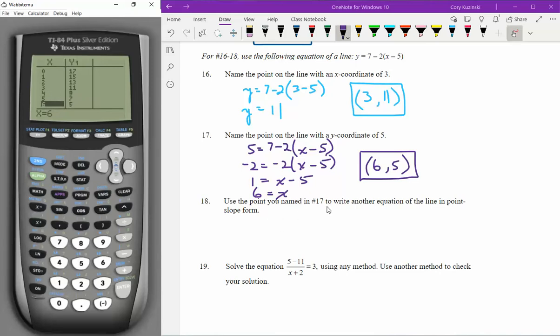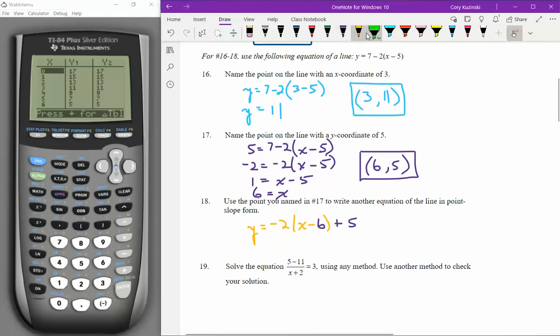Use the point you named in number 17 to write another equation of a line in point slope form. So we're going to do y equals, we already know our slope is -2, times x minus our x value, which is 6, plus our y value, which is 5. And since we already have this entered in the calculator, let's put this one in. -2 times x minus 6 plus 5. I'm going to go to the table. And you can see it gives me the exact same outputs for the inputs. So we know that that is the right equation.